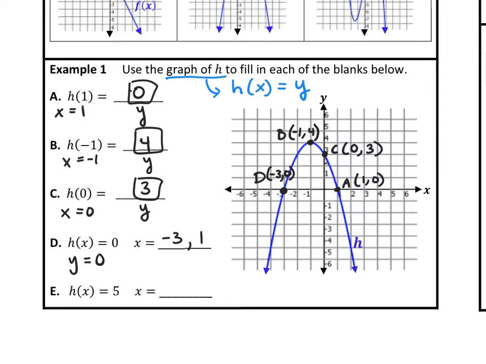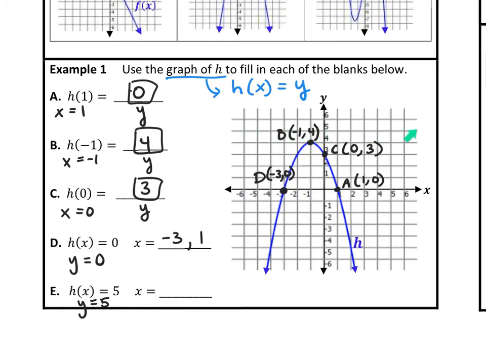Okay, let's try the last one. Letter E looks like letter D. That means that 5 is my y. So I'm going to put y equals 5. And the question is, what is x equal to? So I'm going to go on my y-axis and look for 5. And I see that it's 1, 2, 3, 4, 5. It's up here. And it's asking me for x values. So x values, we can find them to the left or to the right.